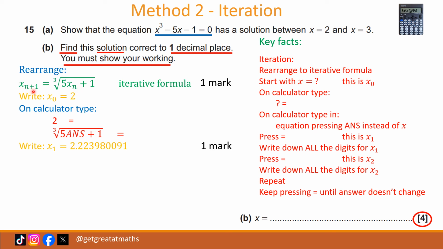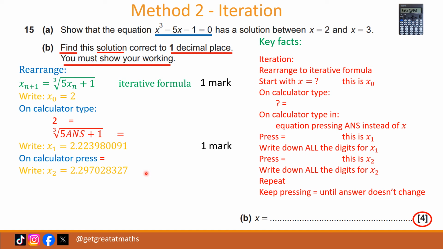1 plus 0 is 1. So I've got x1 on the left hand side. So my x1 value is this value here. And that is your second mark. Now all you have to do is press equals again. And if you press equals again, this gives me the next value, which is x2.